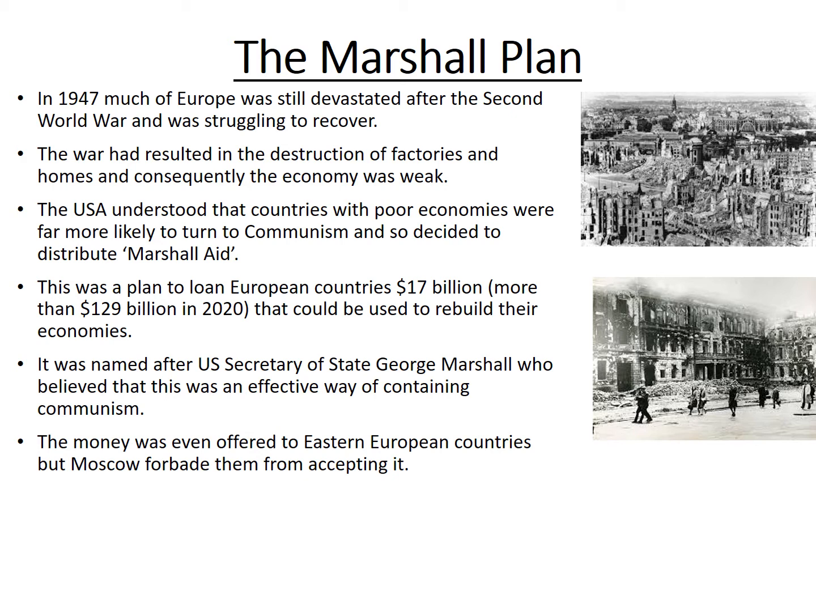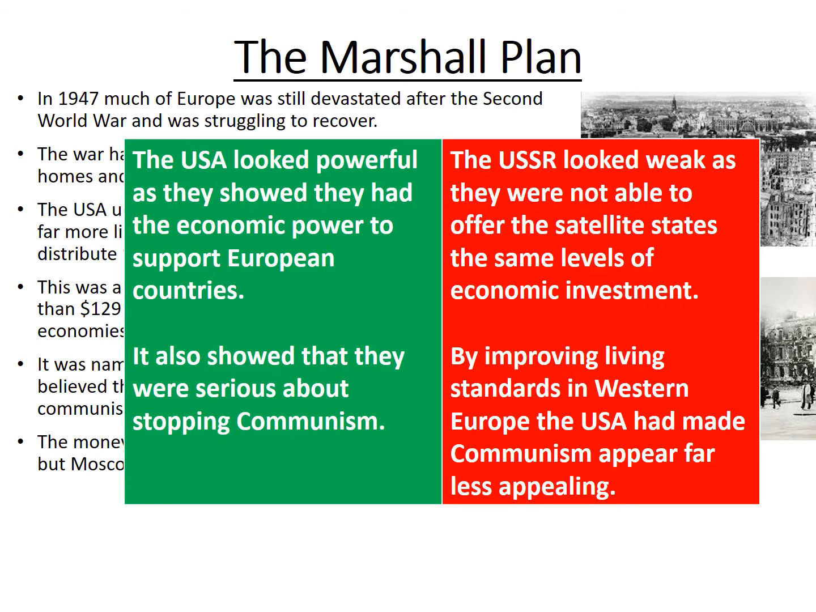But Moscow, so Stalin, the leader of the Soviet Union in Moscow, forbids them from accepting it. He says, you are not allowed to accept this money. But it's a really effective way of stopping Western Europe from becoming communist, simply because it builds up the capitalist system, it gives people in those Western European economies something to lose from communism, and therefore makes them much more supportive of capitalism. So the USA looks really powerful.